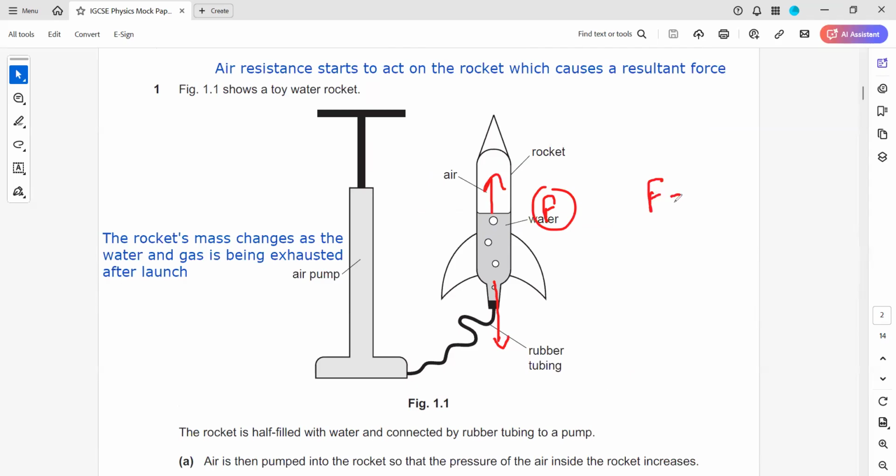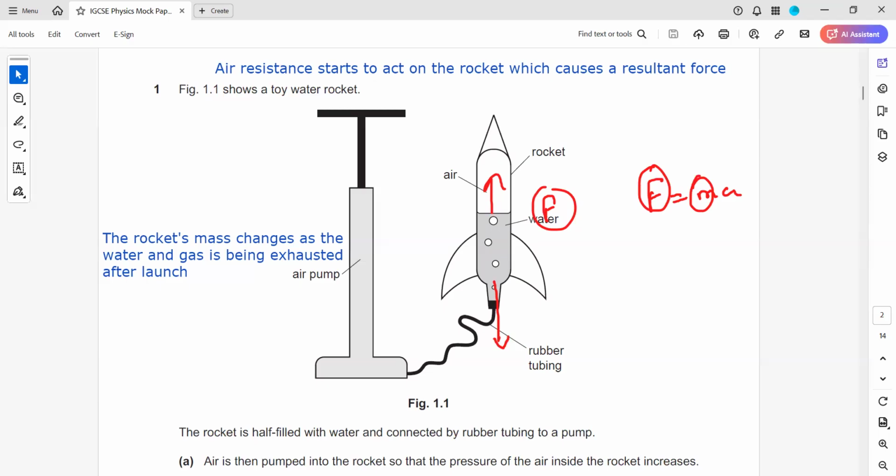And we know the formula F equals ma. So the resultant force depends on the mass. Because the water is coming out of this rocket, the mass is changing. If the mass is changing, the resultant force or the force on the rocket will also change. That is one of the reasons. What about another thing?